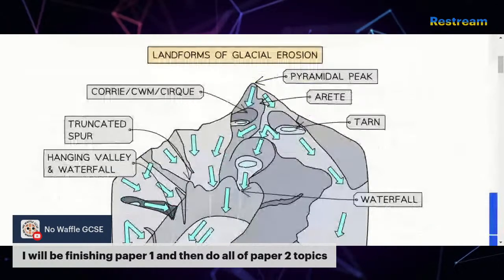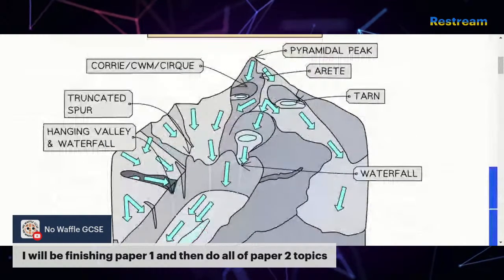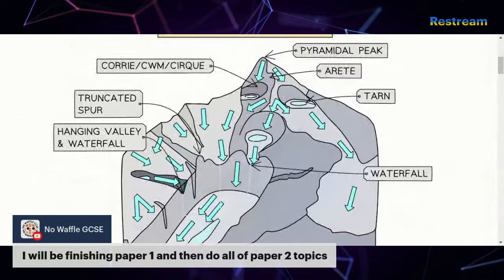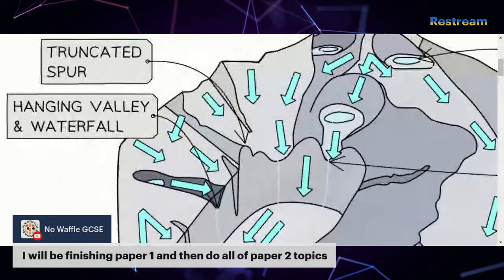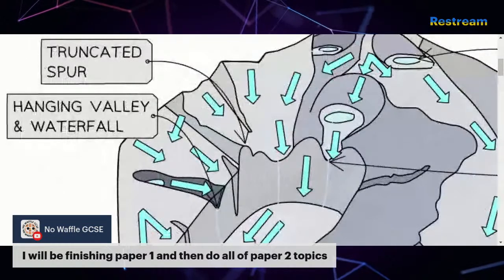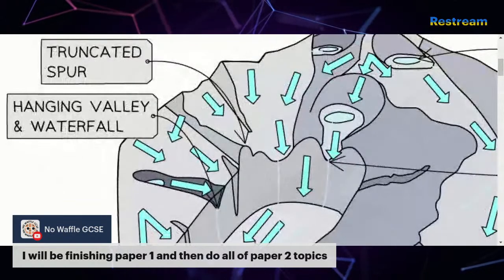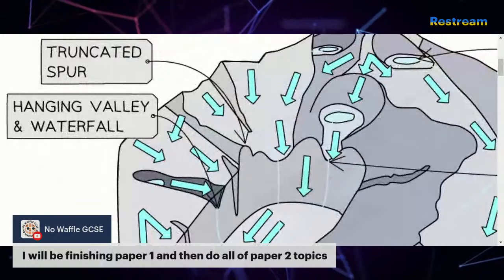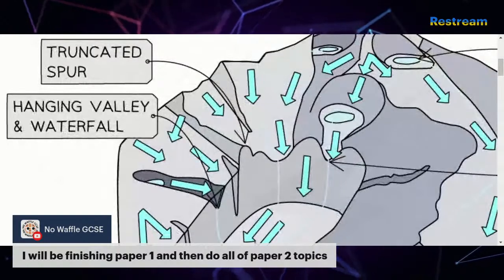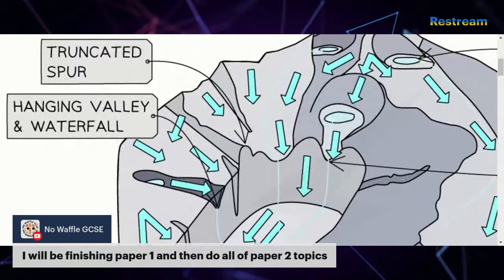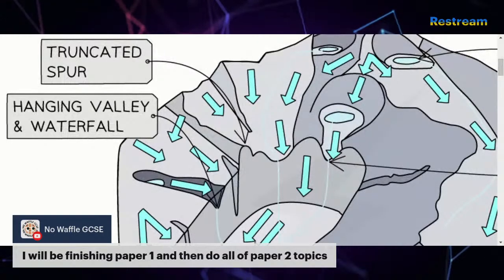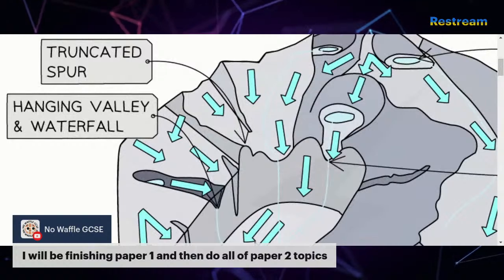Let's talk about a truncated spur. So a truncated spur, as you can see, is this bit here, and it's a cliff-like edge which is found on the valley side, and it's formed when ridges of land stick out and then are cut off as the glacier moves past it. So if you do coastal landforms, you'll be familiar with the idea that a headland is this hard rock that juts outwards.